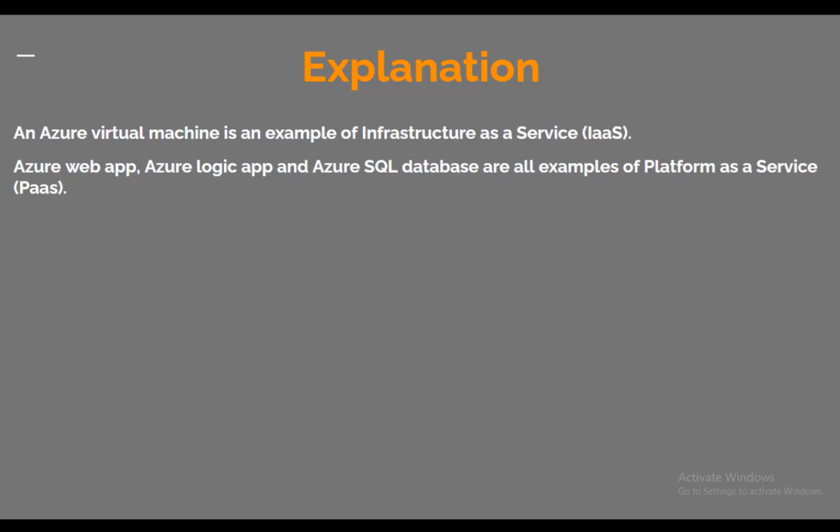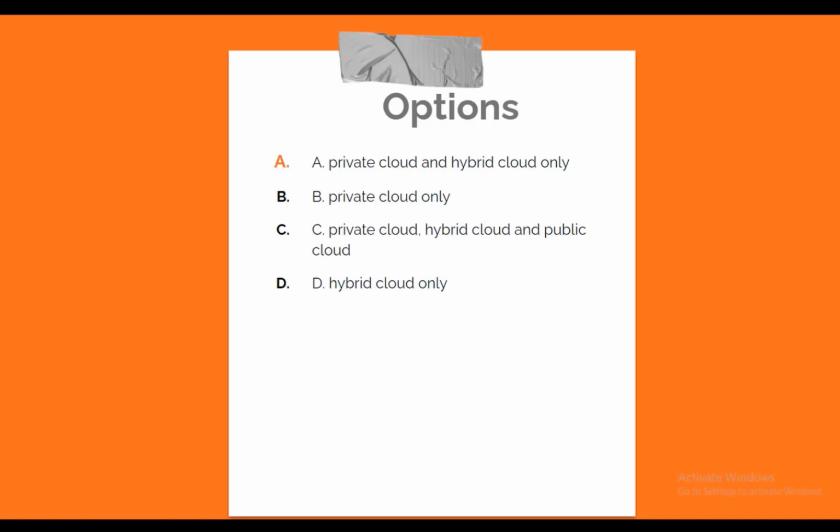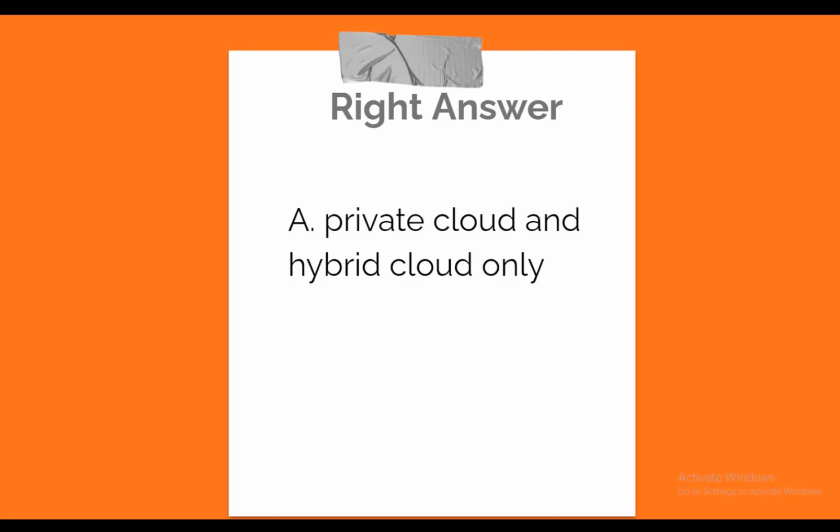Next question. To which cloud models can you deploy physical servers? And here are the options. Option A. Private cloud and hybrid cloud only. Option B. Private cloud only. Option C. Private cloud, hybrid cloud, and public cloud. Option D. Hybrid cloud only.